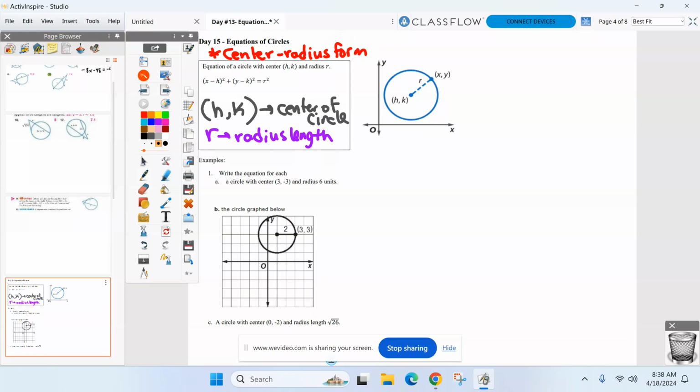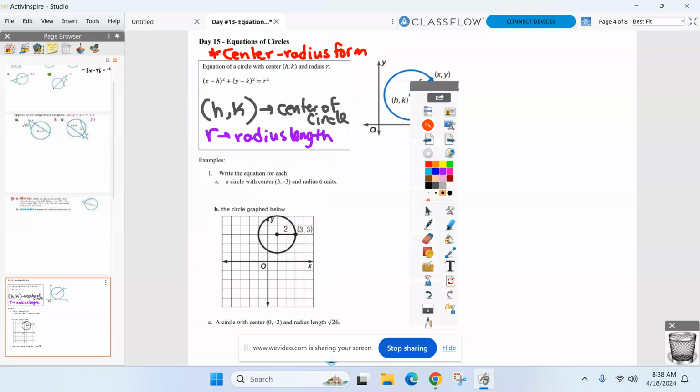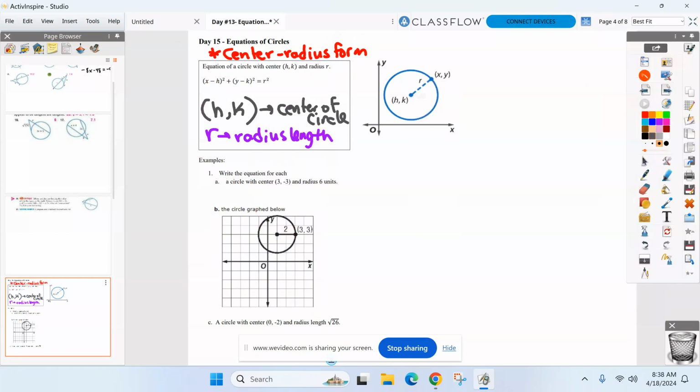All right, let's do this. First equation of the day. Write me a circle equation that's got a center of 3, -3, and a radius of 6. All right, here we go. We start with our parenthesis. Remember, the 3 is your h, and the -3 is your k value. So in the first parenthesis, I'm going to have x minus, what's my h value? 3. So there you go. Squared.